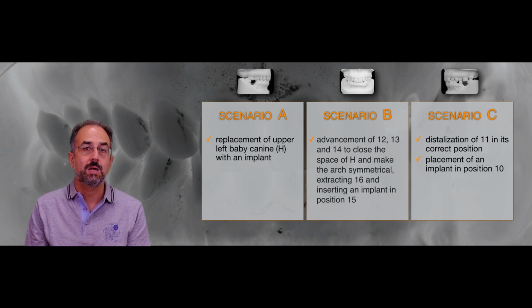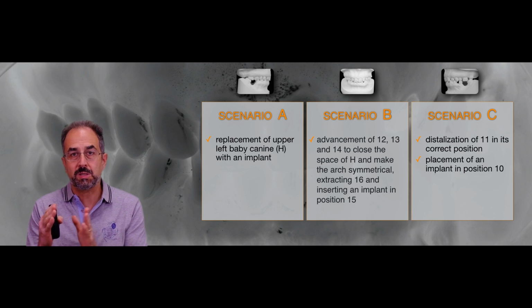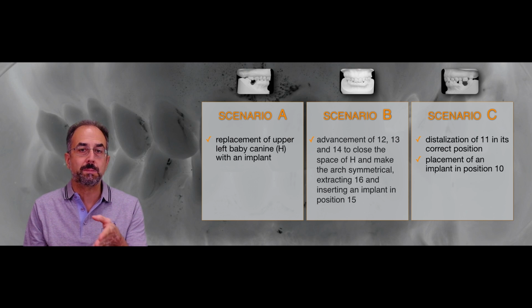Scenario C was instead the distalization of 11 into its proper position after the extraction of the baby canine, and then the replacement of the lateral incisor on the left side with an implant.